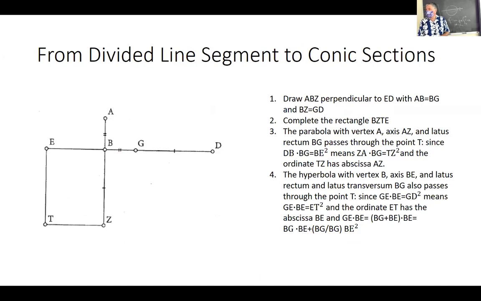Let's have a look at what he did. In the final reduction, the final piece of the analysis, you want to go from the divided line segment to two conic sections. You've got our line segment, which has the desired properties. You draw ABZ perpendicular to EBGD, such that AB equals BG and GD equals BZ. And then you complete this rectangle here.